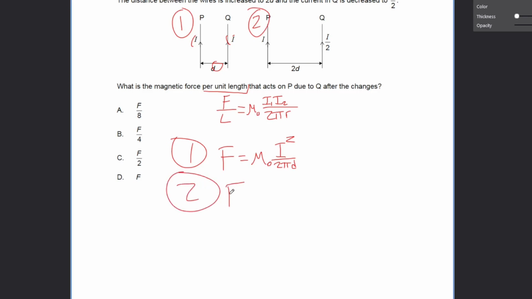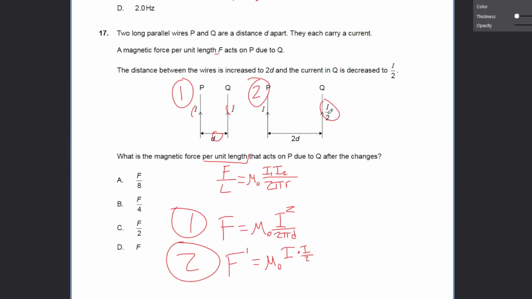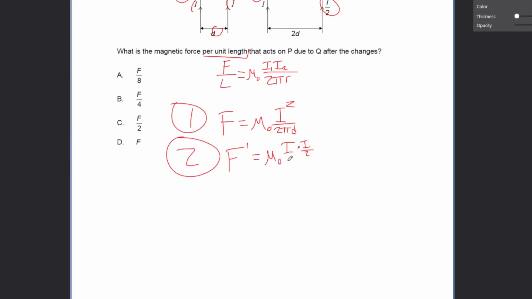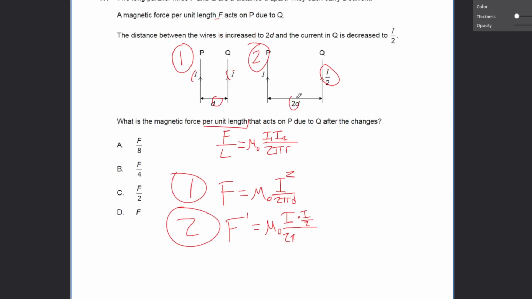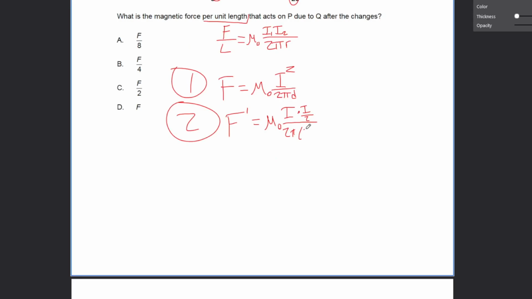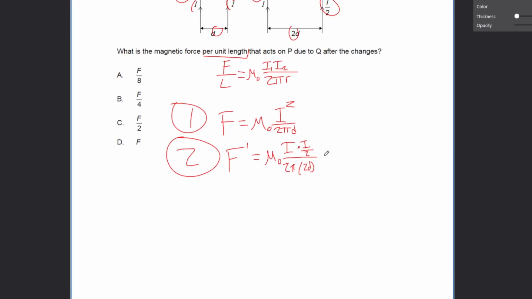We have F prime is equal to mu sub 0 times I over 2. That's the difference. And then another difference is going to be our separation. We have a separation of 2d. So let's multiply this out.